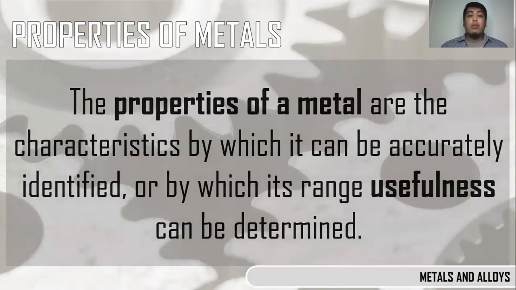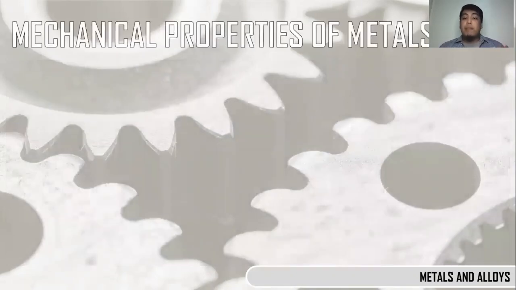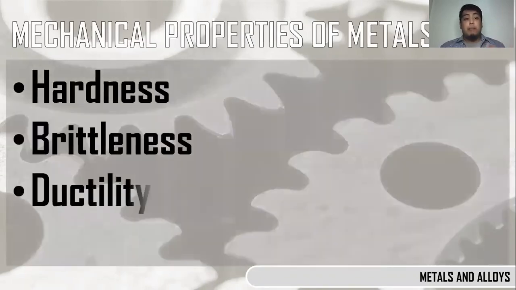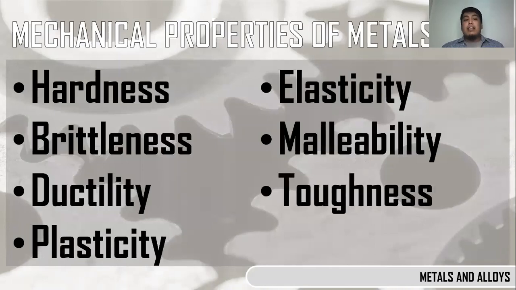So let's now go to the mechanical properties of metals or of materials. We have 7 basic mechanical properties, and these are the basic ones that, in material science, we test and measure for most of our materials so that we can identify them. So we have hardness, brittleness, ductility, plasticity, elasticity, malleability, and toughness. And we will discuss them one by one.